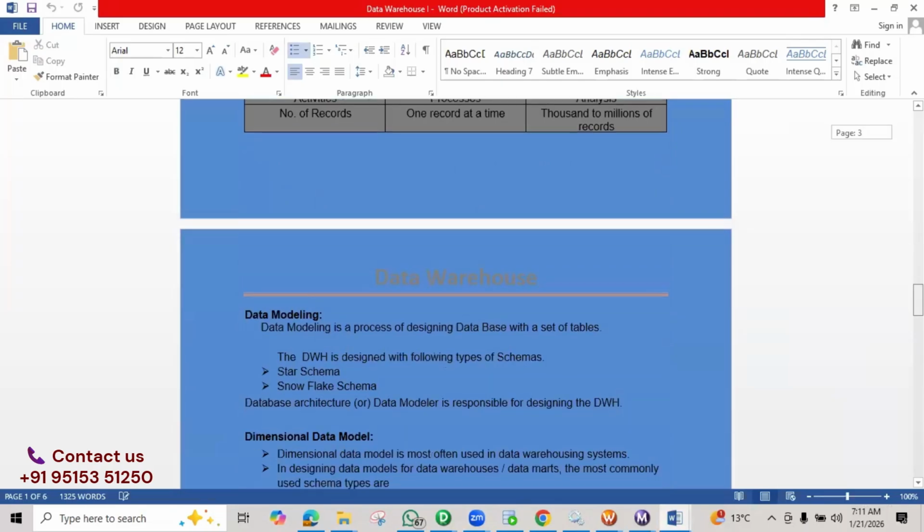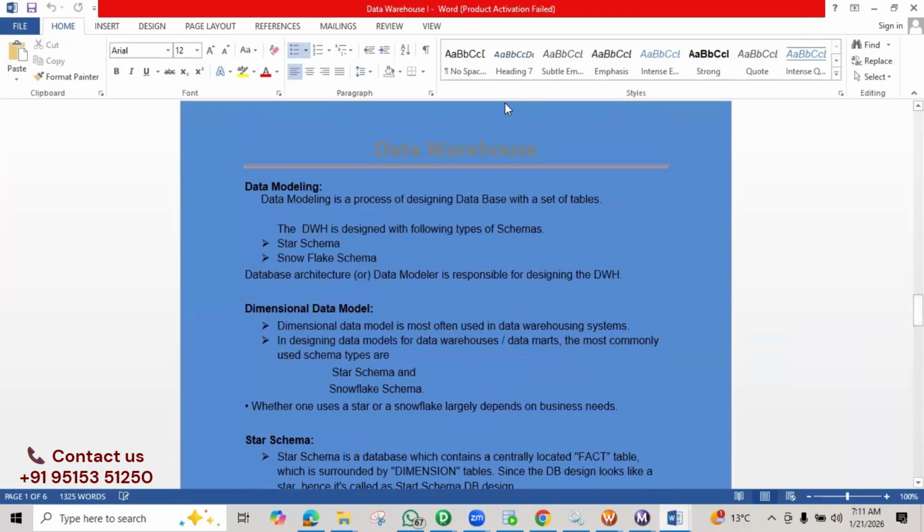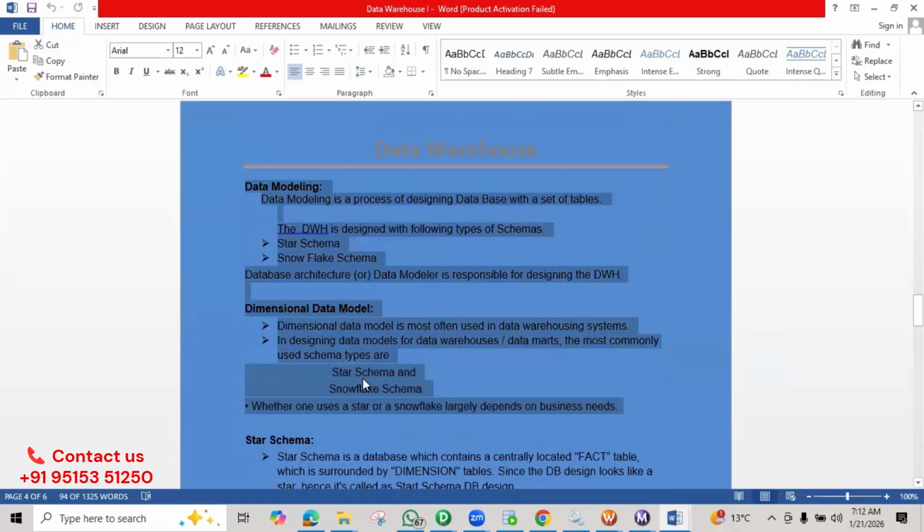Yesterday we discussed up to data modeling. In that, we discussed that as an ETL tester, we are using the star schema in our project. And why are we using the star schema? It completely depends upon the business requirement. As an ETL tester, we cannot take the decision. Whether one uses star schema or snowflake schema completely depends upon the business need.